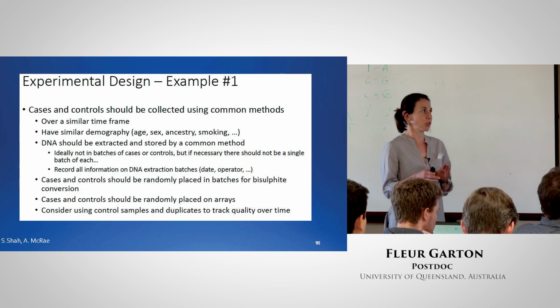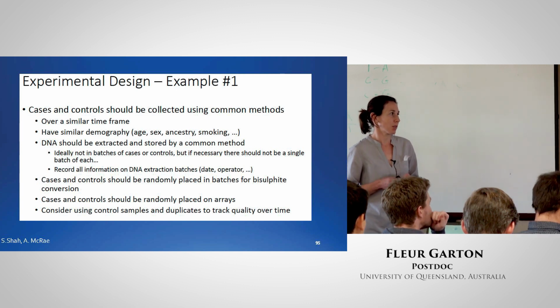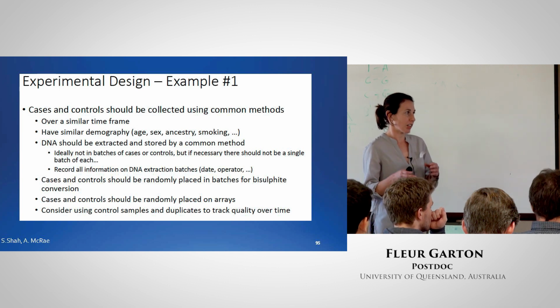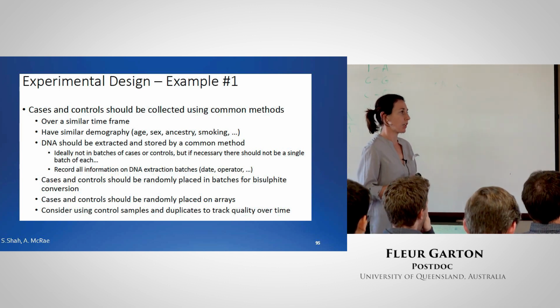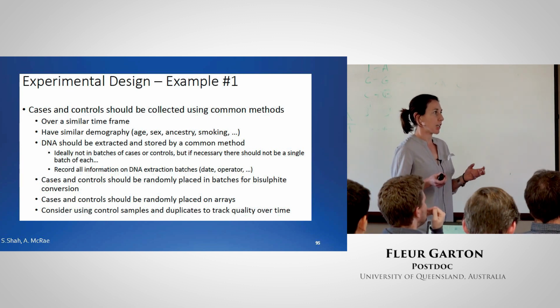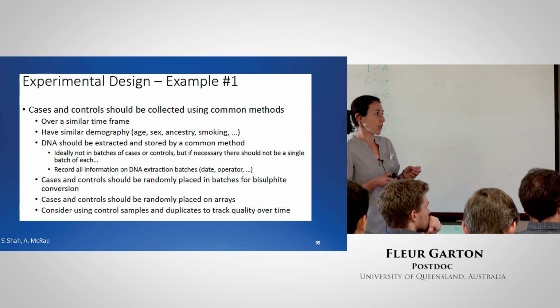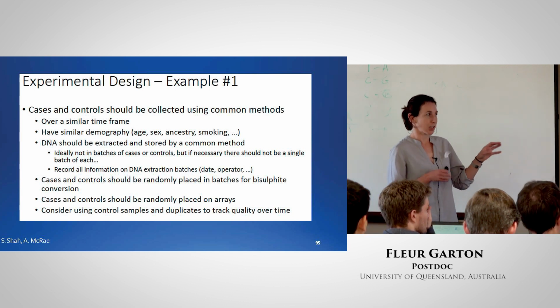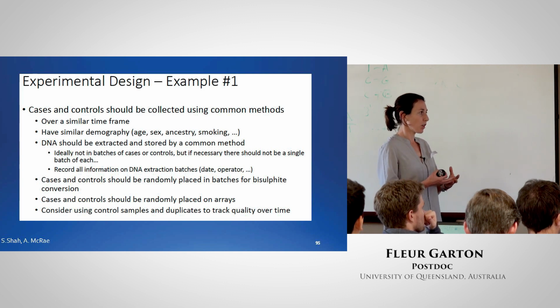Cases and controls should be collected using common methods, so over a similar time frame, with a similar demography, things like age, sex, ancestry, smoking, because these are all things that affect methylation status. The DNA should be extracted and stored by a common method, ideally not in batches of cases and controls, so, you know, together as one.